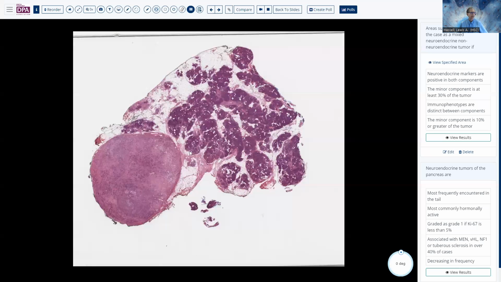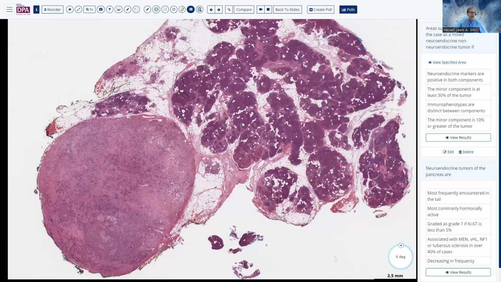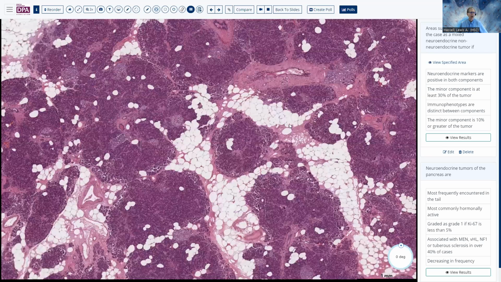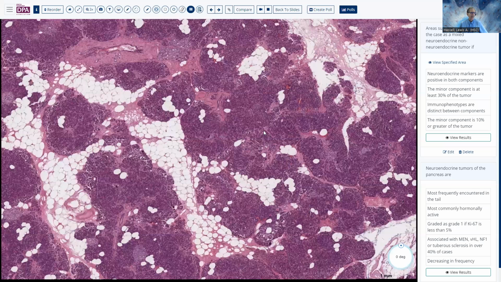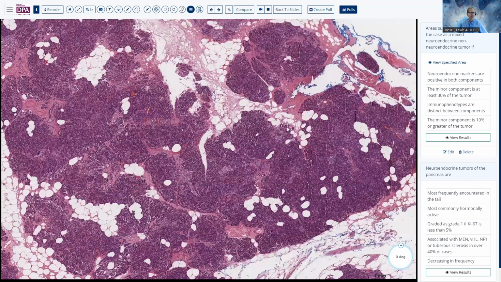Okay, so let's go on to the next case. This is a 55-year-old man with a mass in the tail of the pancreas. As you can see here, we've got nice pancreatic parenchyma here, interspersed with fat, some islets, some acinar parenchyma, maybe even a few small ducts we can identify.